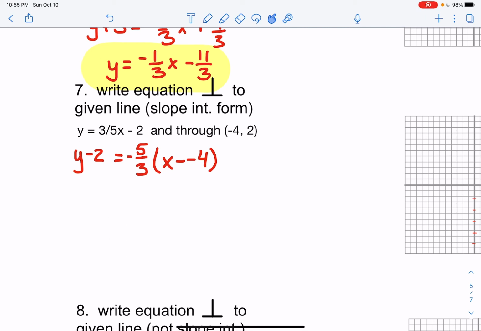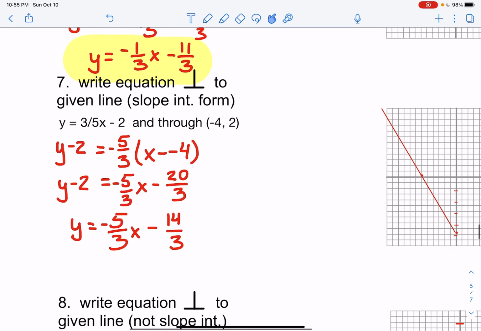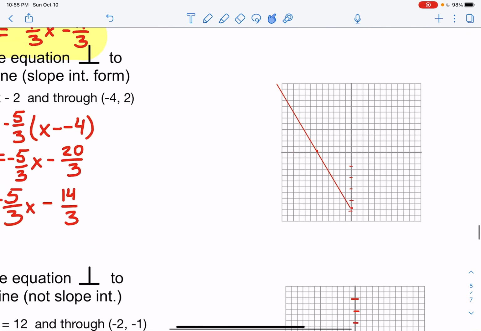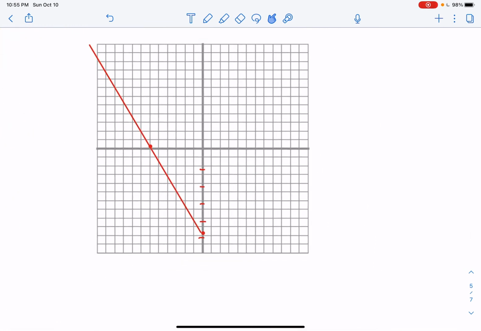y minus 2 equals -5/3 times parentheses x minus -4, close parenthesis. I'm going to do the same stuff. I'm going to distribute. I'm going to add 2 to both sides. So I get y equals -5/3 x minus 14/3. So again, that's going to be -4 2/3. So I mark that, -4 2/3.